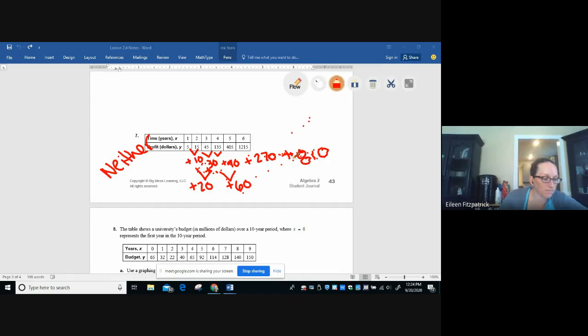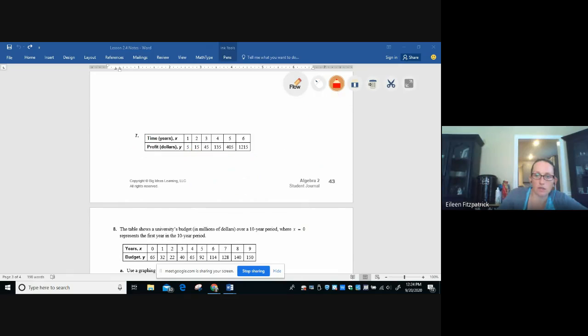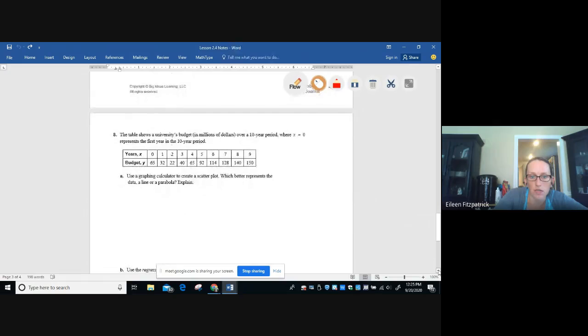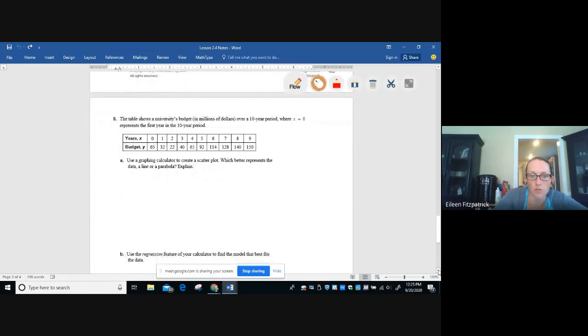All right. Let's go to the last problem. Okay, so for the last problem, the table shows the university budget in millions of dollars over a 10-year period where X is equal to 0 represents the first year in the 10-year period. All right, it says use a graphing calculator to create a scatter plot which represents the data. A line or parabola, explain.